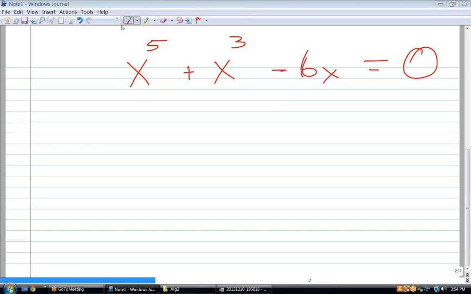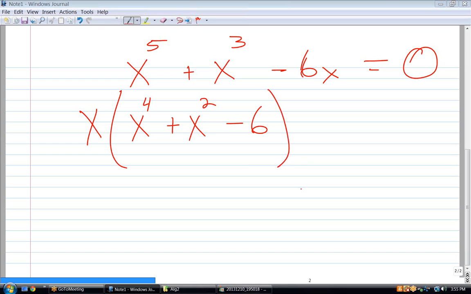Always look for a greatest common factor as your step one. Yes, you have x, so you can pull that out. Well, let's try that. What's left? x to the power of 4 plus x squared minus 6. Okay. Now, does this give you any ideas? You could do substitution. Good.